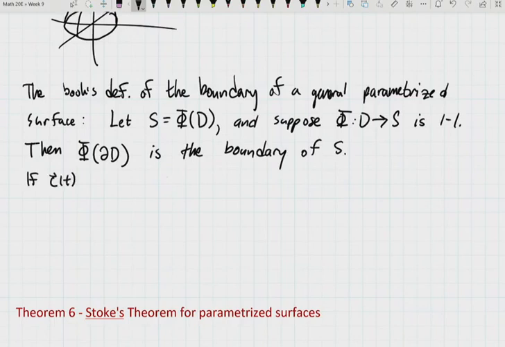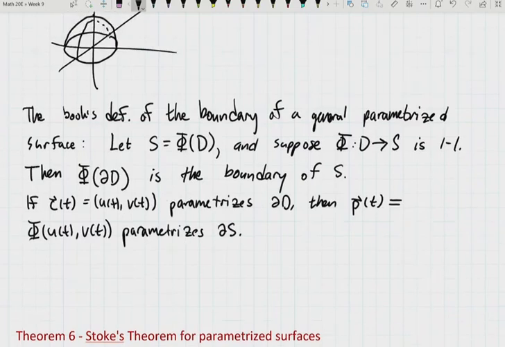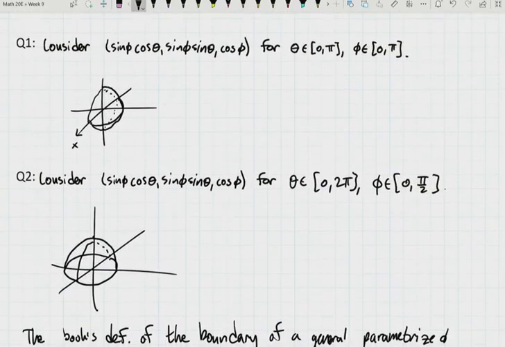If you have a parametrization of the boundary of D, then P of t, which is equal to phi of u of t, v of t, parametrizes the boundary of S. So let's apply this definition to the two shapes that I was discussing above.